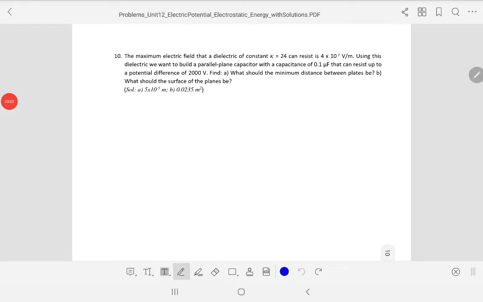In this video we solve problem 10 of unit 12. In it we want to build a parallel plane capacitor to meet certain characteristics. So we want to know what the distance between the plates should be and what the area of the plates should be.